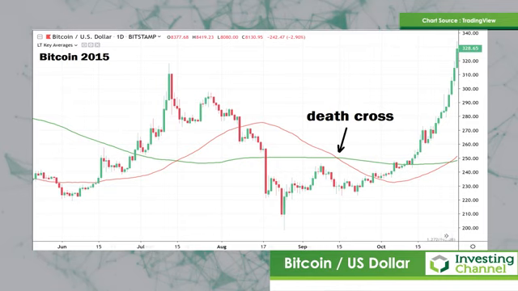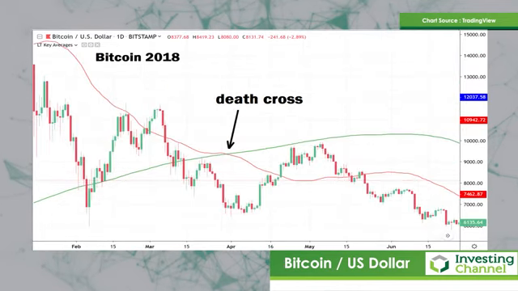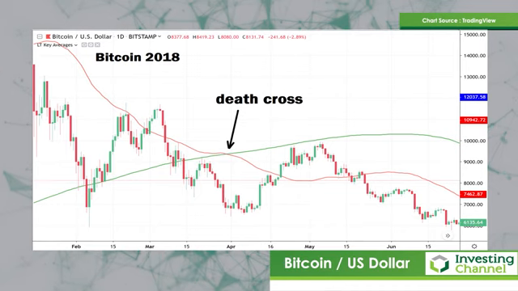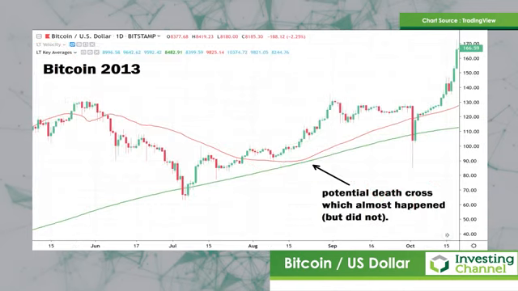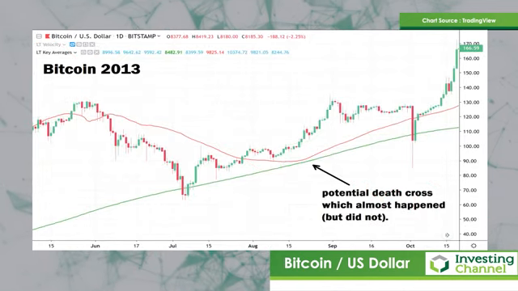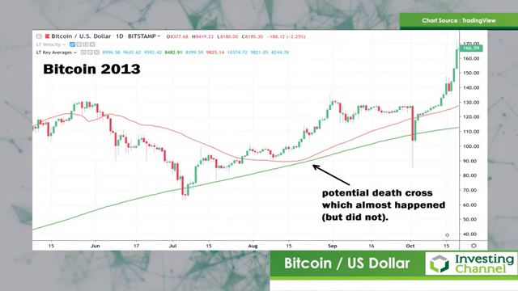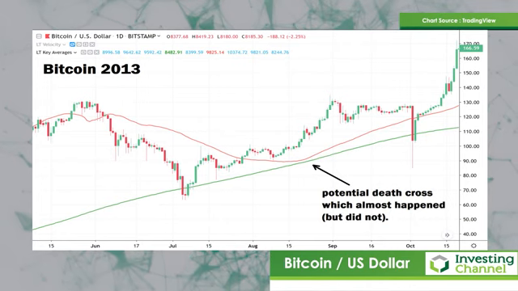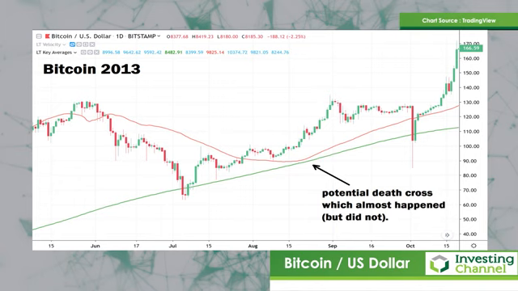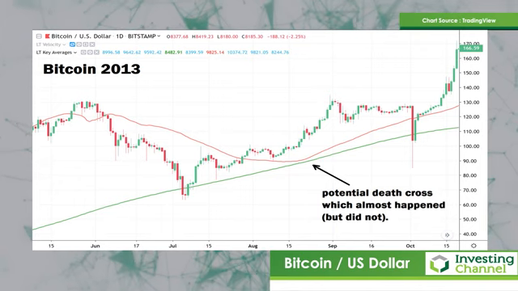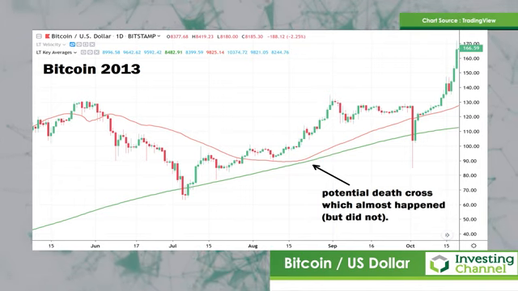Here's another example in the next chart. Again, not a meaningful example. The red line is falling, but the green line is going up. You can see the price went up pretty soon after. Here's another example where they almost crossed over, but did not quite cross. The 50 is falling, but the green one is going up. So again, not a meaningful example. That is not a death cross. It didn't happen, but again, price went up. Even if it had been a crossover, price would have gone up eventually.